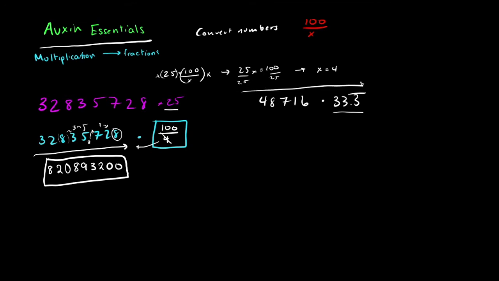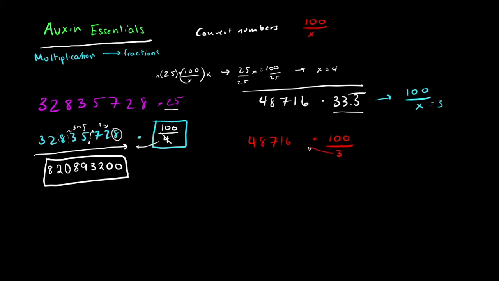In this case, we have 48716 times 33.3 repeating. The first thing that we have to do is get this 33 in terms of 100 over x. And from basic number sense, instead of having to do all of this complex and time-consuming math, we can just know from past experiences that 100 divided by 3 is what gets us 33.3 repeating. So let's rewrite this equation. We have 48716 times 100 over 3.